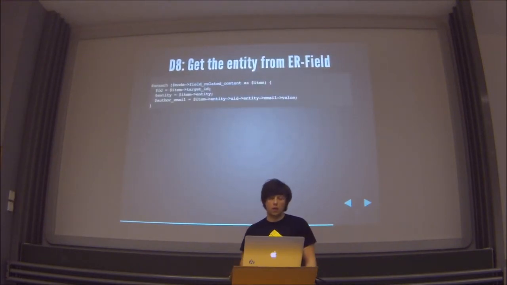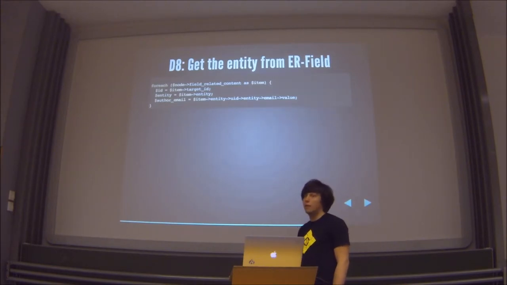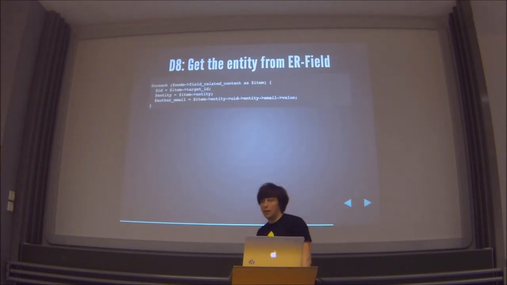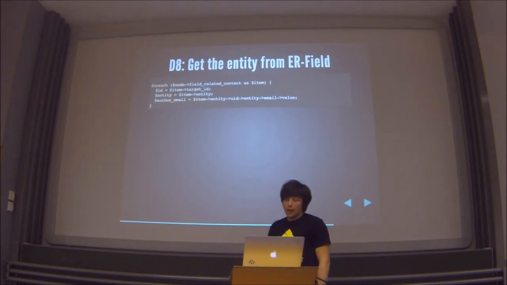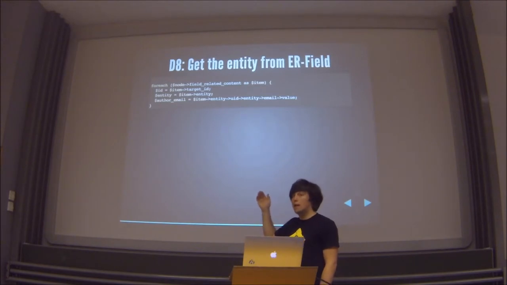And this is how it looks in Drupal 8. You just iterate over node field related content and get every single item from the field. Language fallbacks are already applied because it's completely transparent and handled by the entity itself. And you can get the target ID as ID or the whole entity from this field. And it's really cool because it's computed, it's not loaded before.